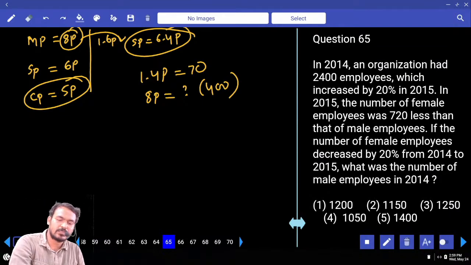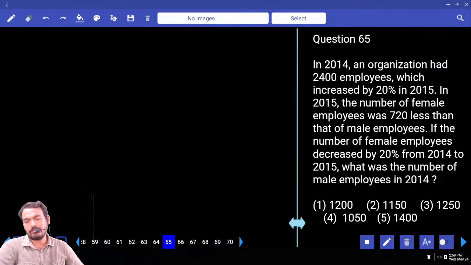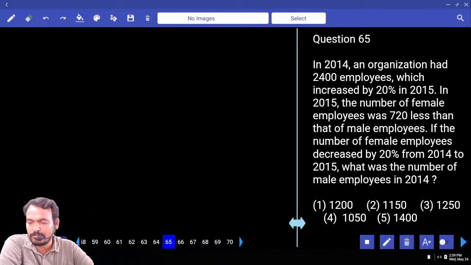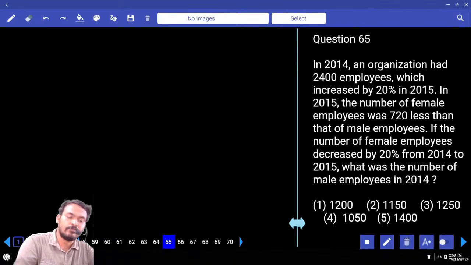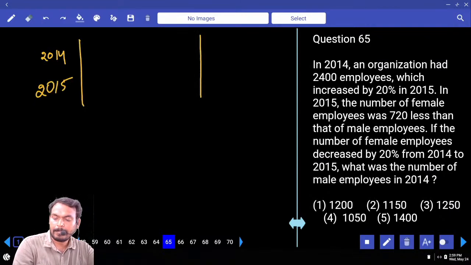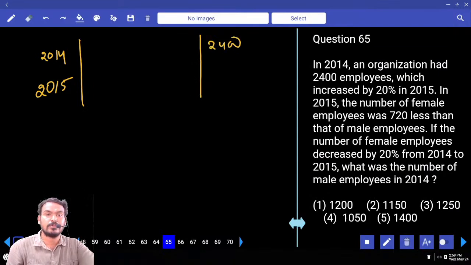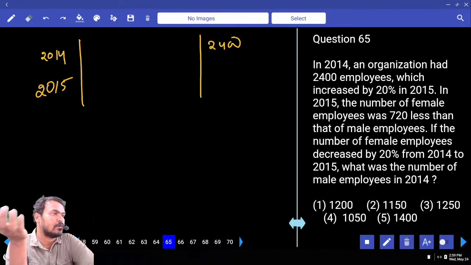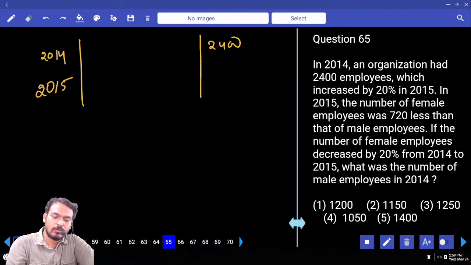Next question number 65. In 2014, an organization had 2,400 employees, which increased by 20% in 2015. 2014 and 2015. What is the 2014 total value? 2,400. It is increased by 20%, means what is the 10%? 240. 20%? 480. Total it is 2,880.